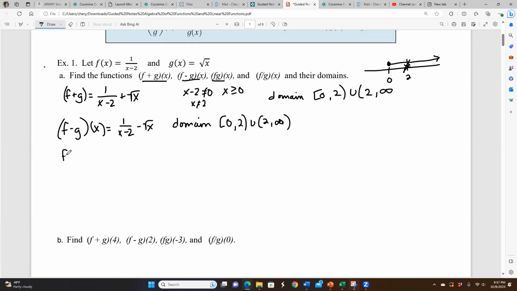If we look at f times g of x, similarly, we'll be taking my first function, 1 over x minus 2, and we'll be multiplying it by the square root of x. We can clean that up a little bit as we multiply the numerators and get the square root of x over x minus 2. Its domain is going to be the same as the above two domains.